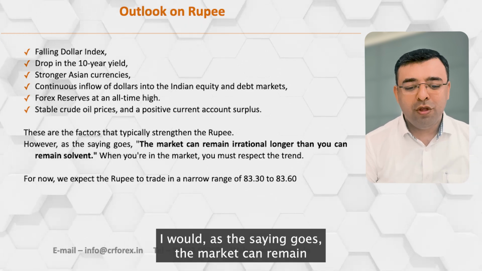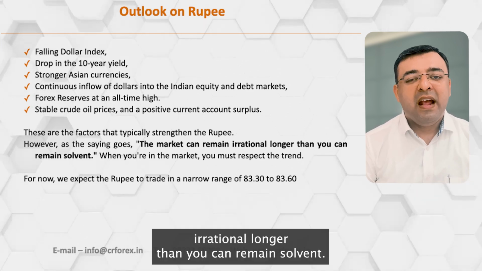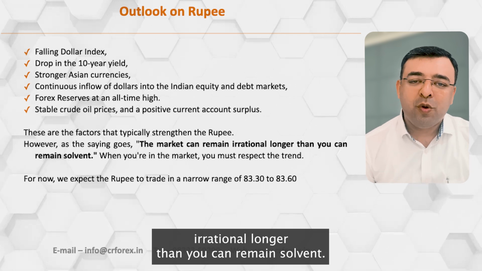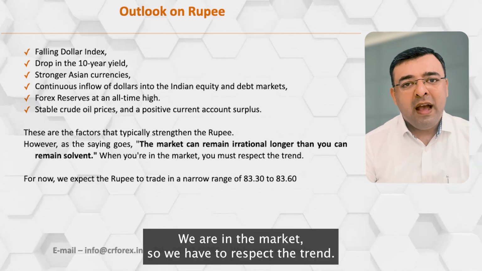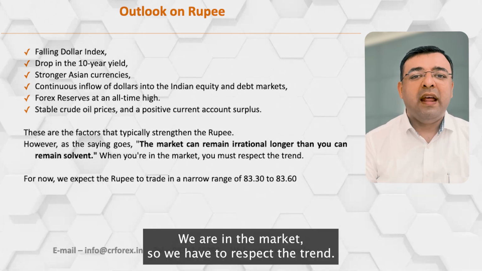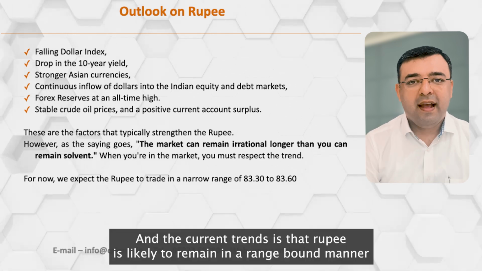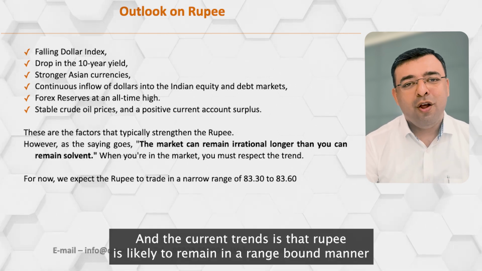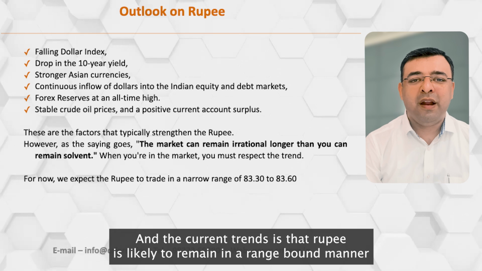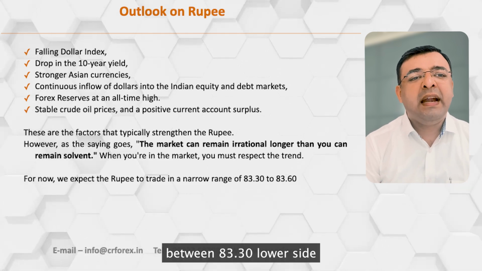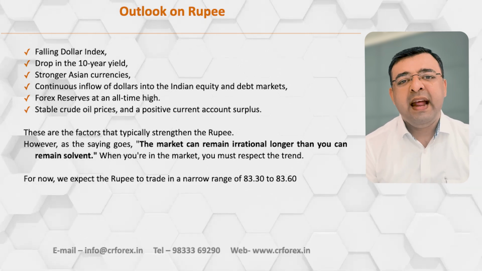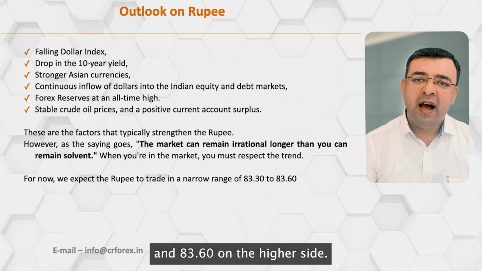However, as the saying goes, the market can remain irrational longer than you can remain solvent. We are in the market, so we have to respect the trend. And the current trend says that the rupee is likely to remain range bound between 83.30 on the lower side and 83.60 on the higher side.